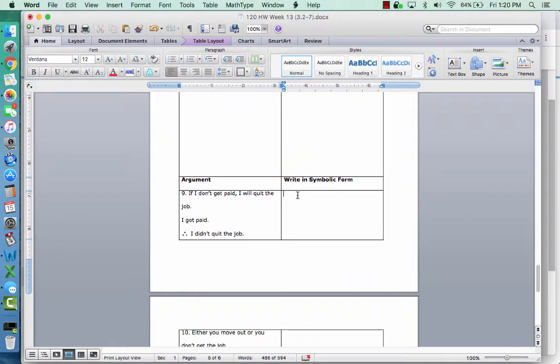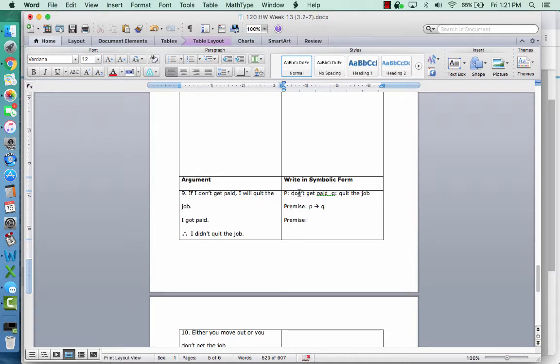So let's go on. For each of these initial premises, you've got to define what P and Q are. So P will be don't get paid. Q will be quit the job. All right, so our first premise is if I don't get paid, I will quit the job. So this is if P, then Q.